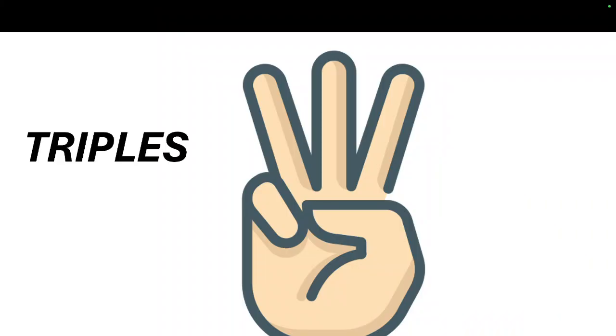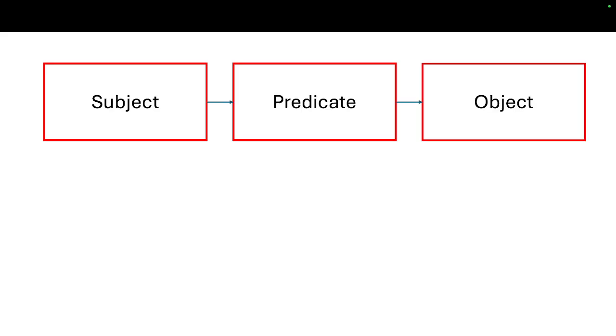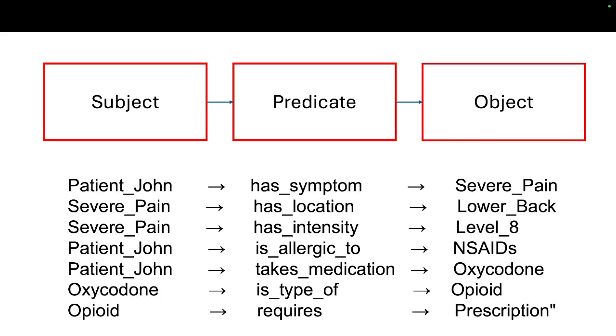Now, before you understand the concept of ontology, you have to think in terms of triples. This is very, very important. What are those three? Subject, predicate, and object. Subject is the entity that you're talking about. Predicate is the relationship, and object is the other entity that the subject is related to using the predicate. For example, patient John has symptom severe pain, where patient John is the subject, has symptom is the predicate, and severe pain is the object.